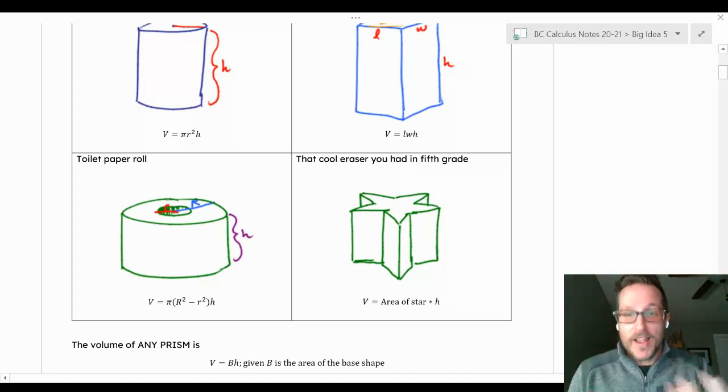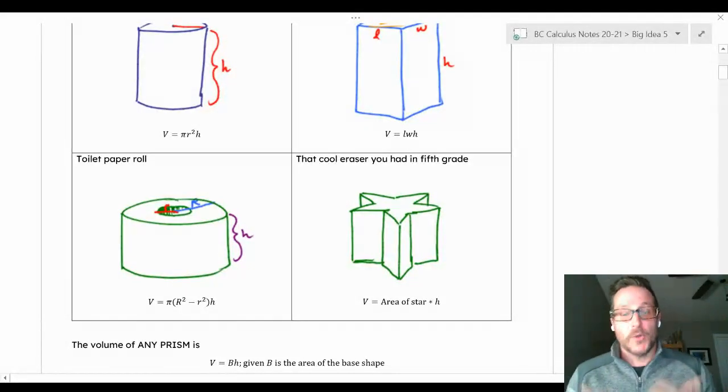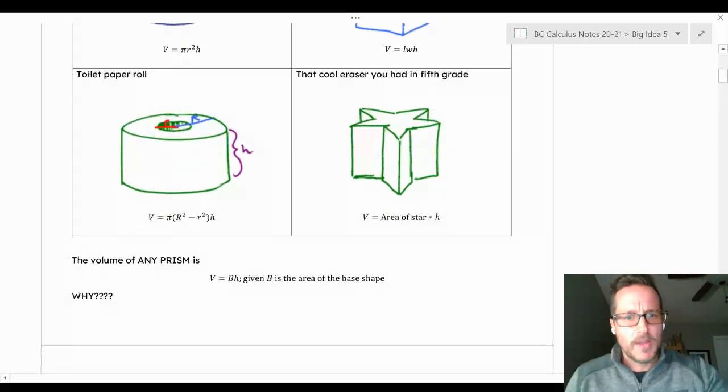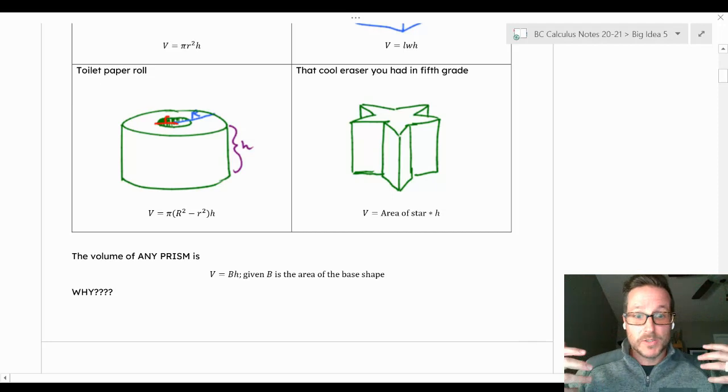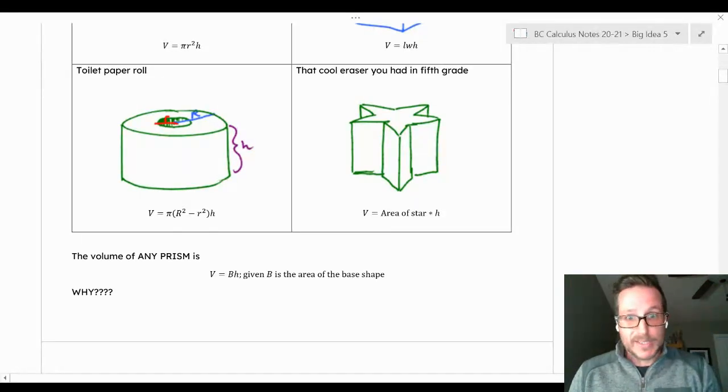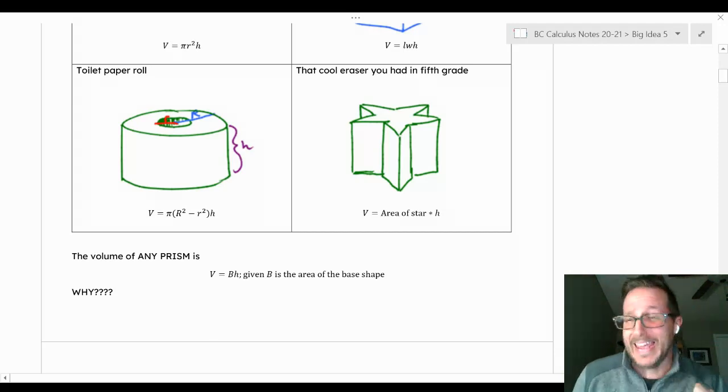But you could find the volume of that if you knew how to find the area of the star and multiply by the height. And that's what we got in geometry, that the volume of any prism was just capital B times H, the area of the base multiplied by the height. And maybe you really didn't give it a second thought, but why? Why is that true?